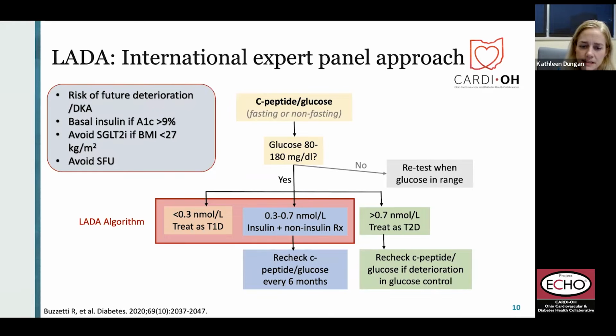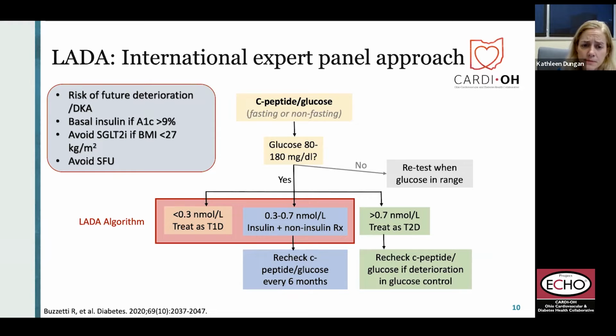There is a consensus statement that was published actually in the last year that helps to spell this out. Make sure that the glucose is obtained concurrently with the C-peptide, because the C-peptide is best interpreted with the glucose between 80 and 180. If the C-peptide is low, less than 0.3 nanomoles per liter, you treat it as type 1. If it's greater than 0.7, you treat it as type 2, with the knowledge that you might need to recheck periodically. And if it's in that no man's land, then you probably need some combination of insulin plus non-insulin therapies, and then some periodic monitoring of C-peptide to see which direction the patient's going to go.